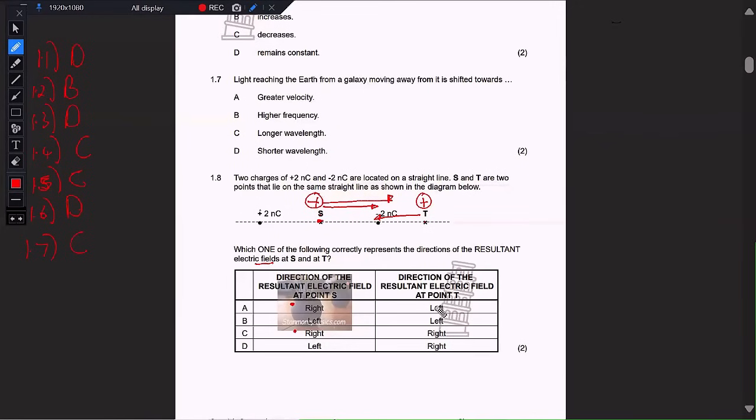So which option is saying left? It has to be A there. So that means now we have 2 dots on A. So A is the correct option. So for 1.8, we are going to say A. Now let's go to 1.9.